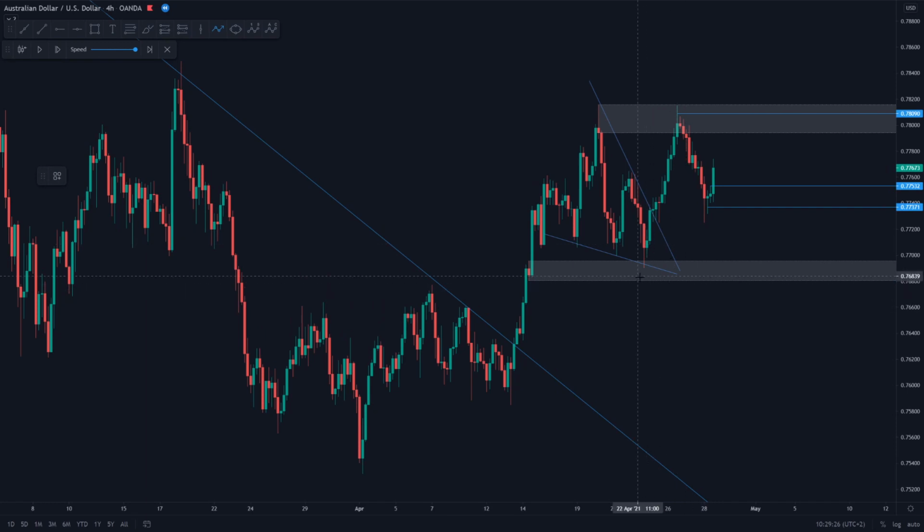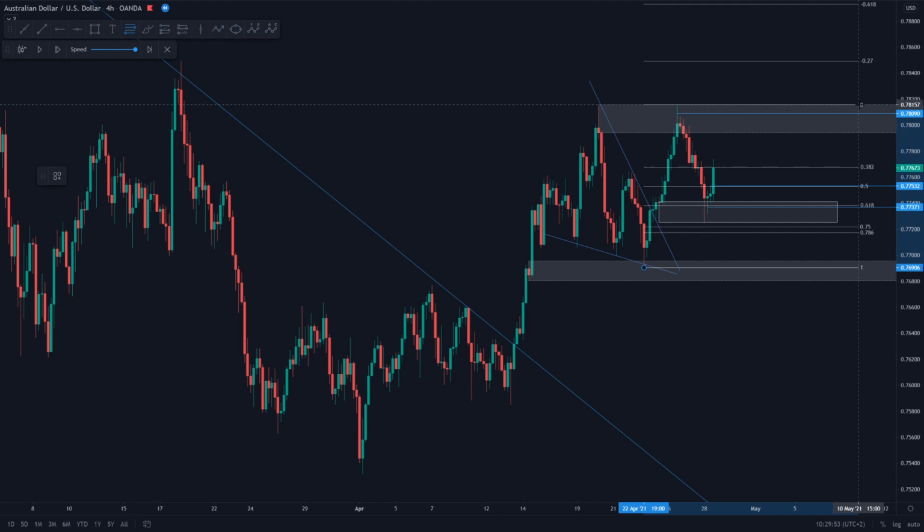Once we rejected the reversal area, we started impulsing towards the upside into my other reversal area. From there, we created a nice double top, started seeing the retracement back towards the downside, and then what did we see? After breaking out of the descending wedge, we retested structure of the descending wedge, which was a liquidity area over here, alongside the 618 Fibonacci retracement.